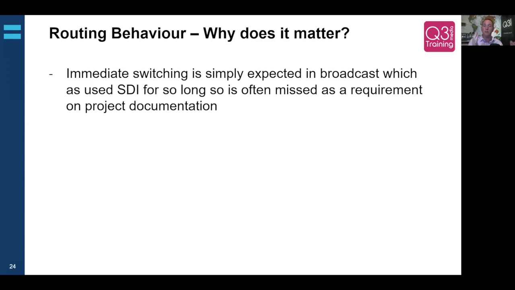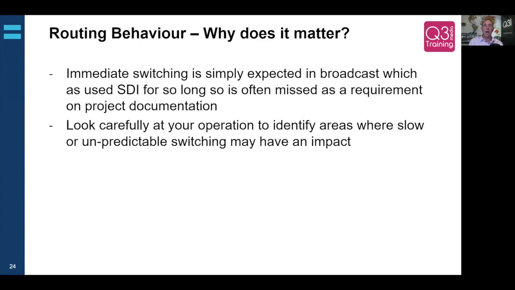But again, if you don't specify what your system expectations are early on in the project and test suitably with simultaneous cross-point switch requests going on, you may find that you have to wait, and you have people shouting at you because your system doesn't do what they expect it to do, because it's not an SDI system. And that's just something to be aware of. Again, everything can be worked around, but you have to be aware of it.